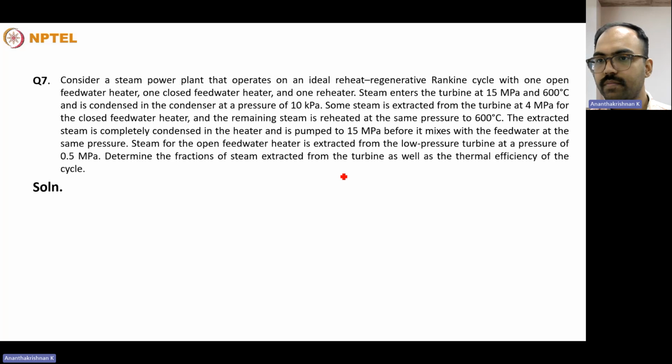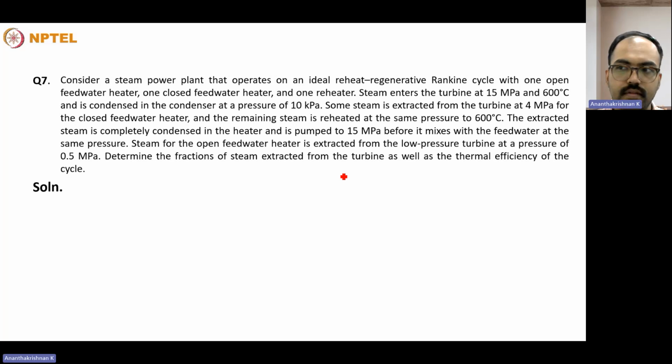So this is a continuation of the previous problem. It will have an additional term of a closed feed water heater. So this means that the fluid will not be mixing in the closed feed water heater. It will be exchanging heat.